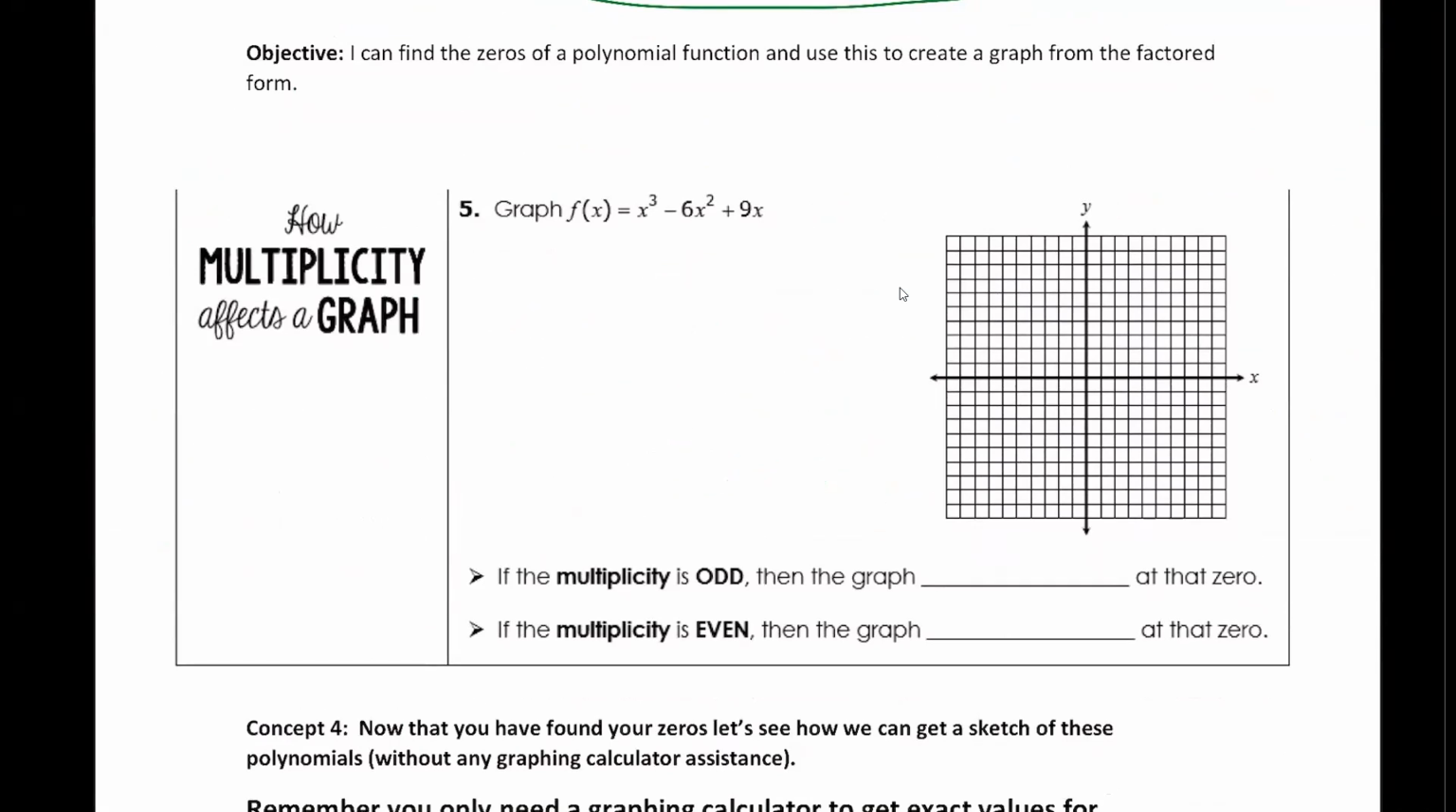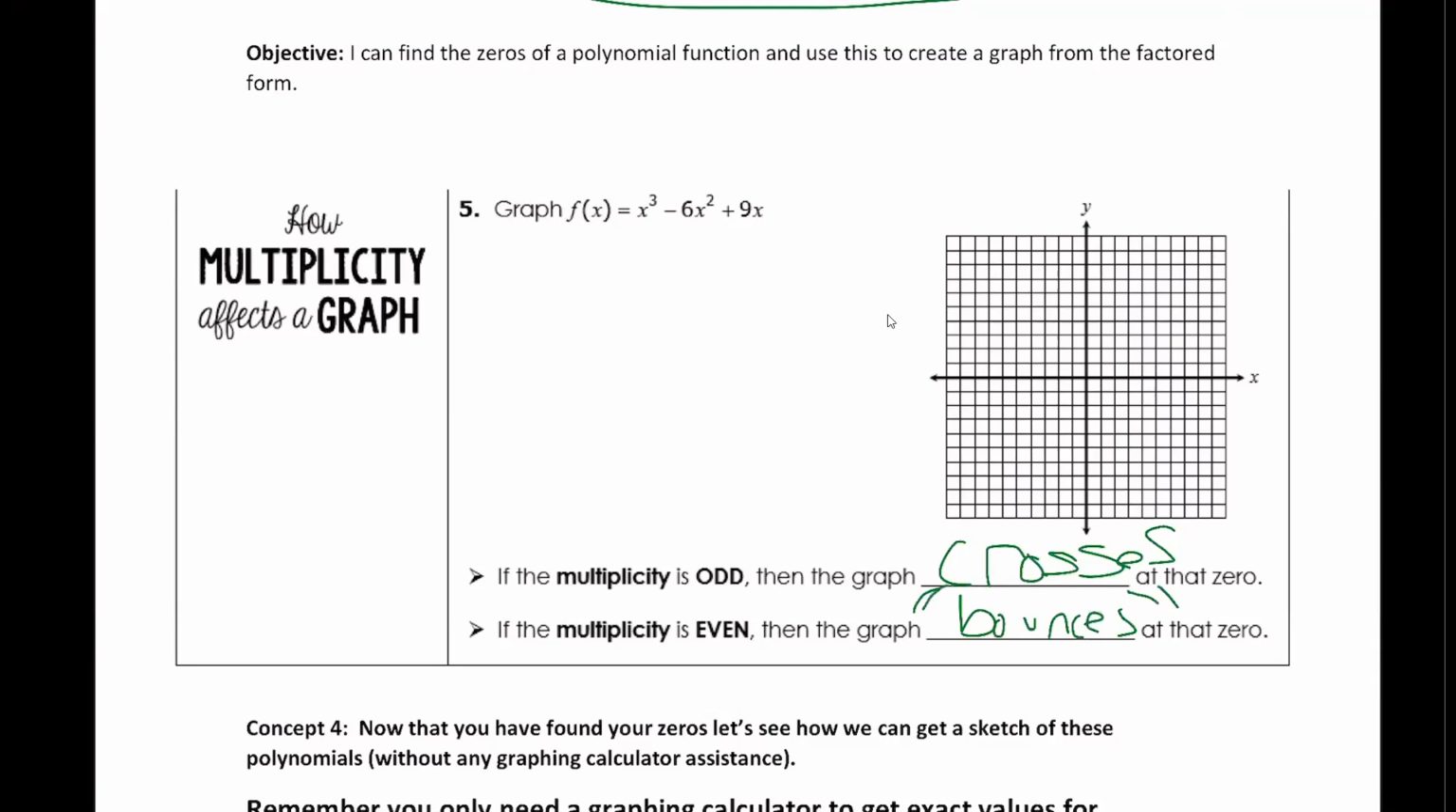Basically, there's two things that are going to happen. If your multiplicity is odd, let me just make sure I'm using the right words. I usually say it crosses. Let me make sure that's the proper term. Yeah, okay. So if your multiplicity is odd, it crosses. If your multiplicity is even, I say it bounces.